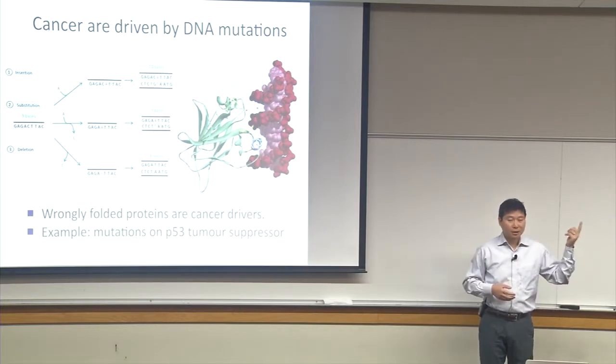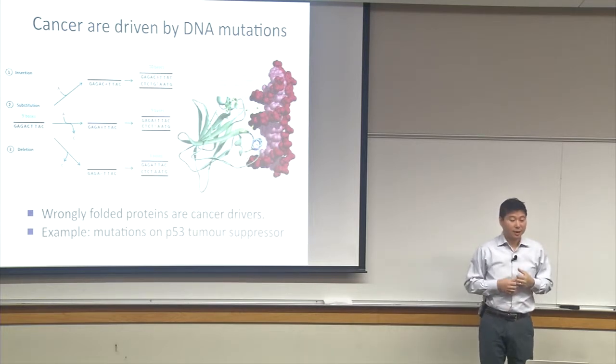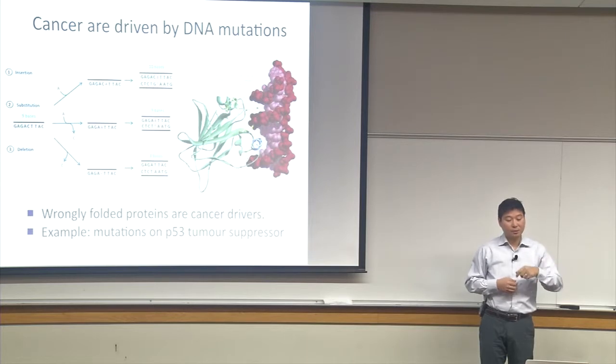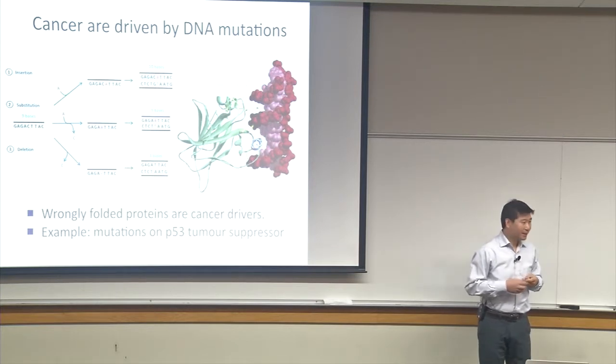So those could be insertions. In this example, an A is inserted in the middle of this chunk of DNA fragment. And then you could have a substitution, so say a C is replaced by an A, or you could have deletions, where one of the nucleotides is deleted from the DNA. And why would such a small change be problematic?